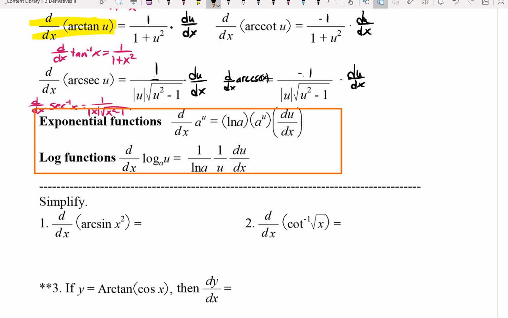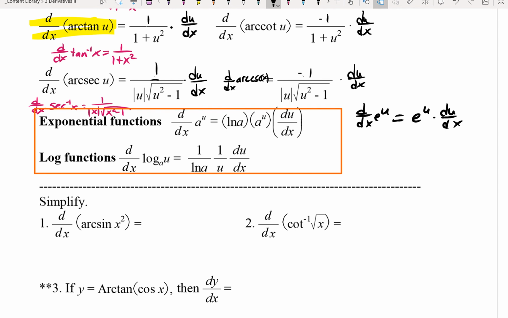Let's see. We'll go with orange. Right there. So compare this to our basic derivative of e to the x. Let me do it in chain rule form. The derivative of e to the u is e to the u du dx. Now, if you change your base to anything other than e, 2, 3, 4, then it's the same thing except you have an extra ln of the base a.